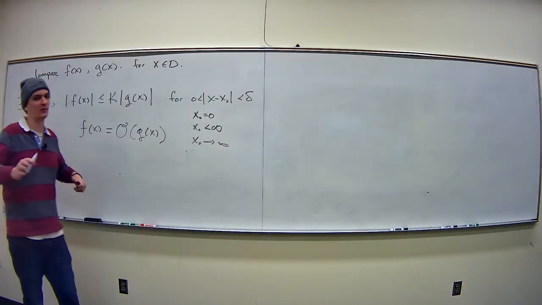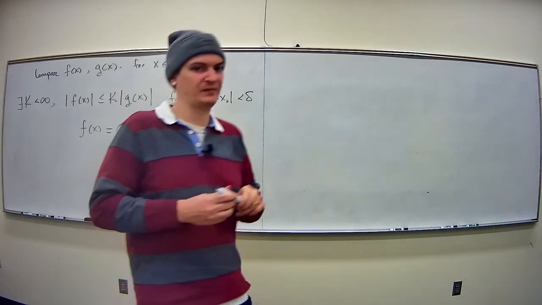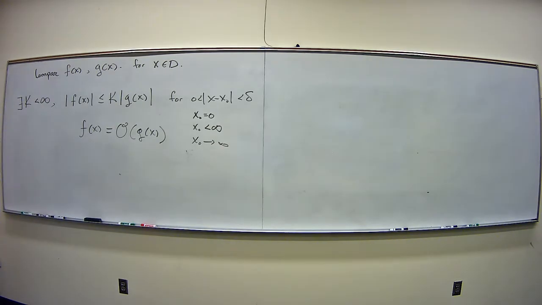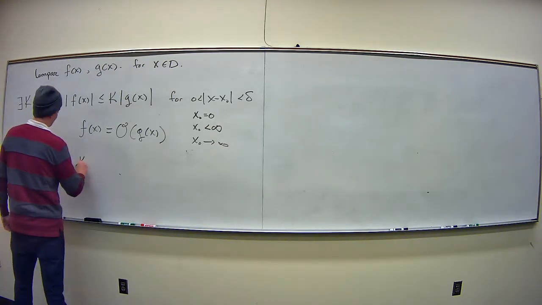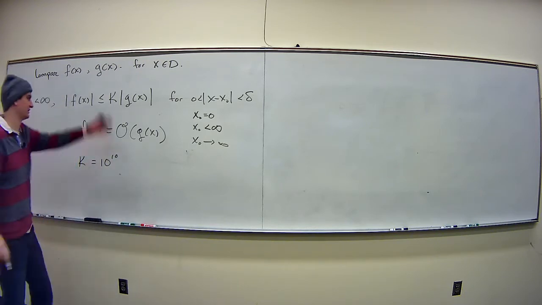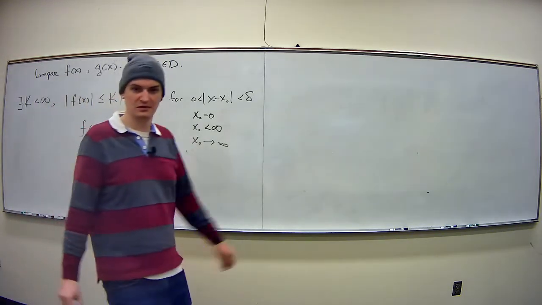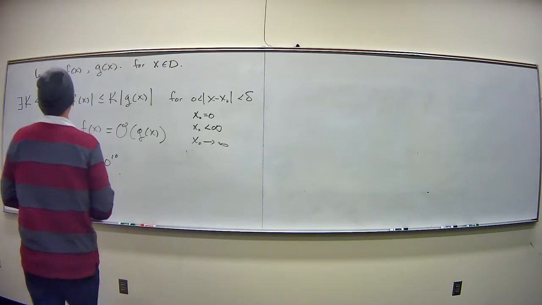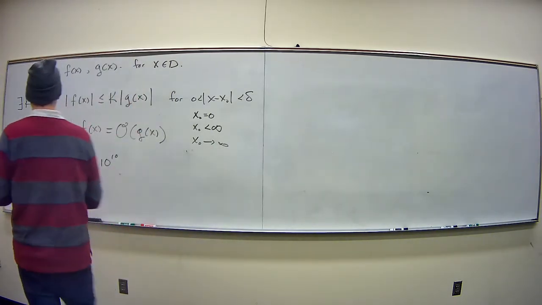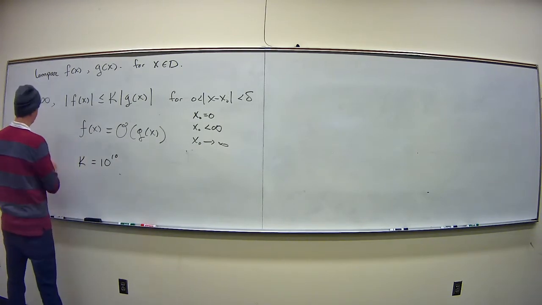It's not the most informative way to compare two functions. Why is that? Because you could have a situation where k could be like 10 to the 10, and this would still be true. So magnitude and order are not interchangeable ideas.